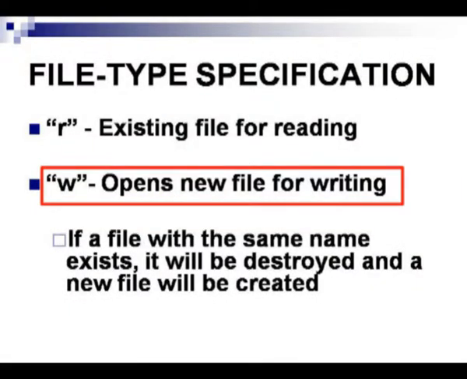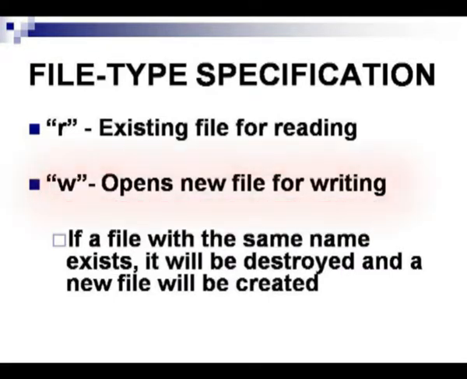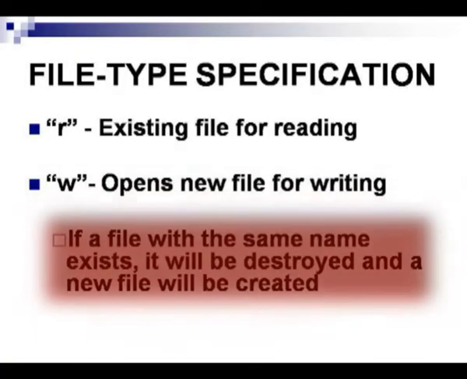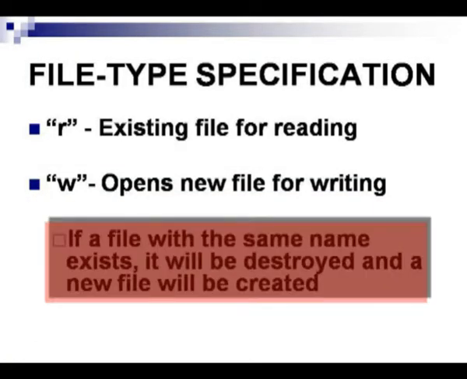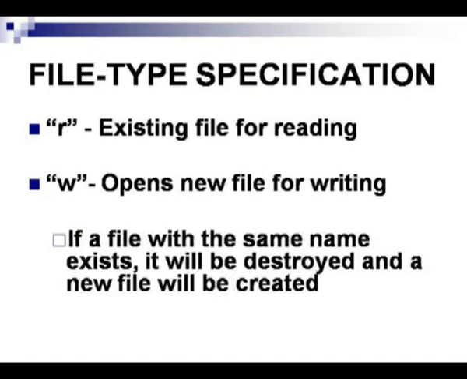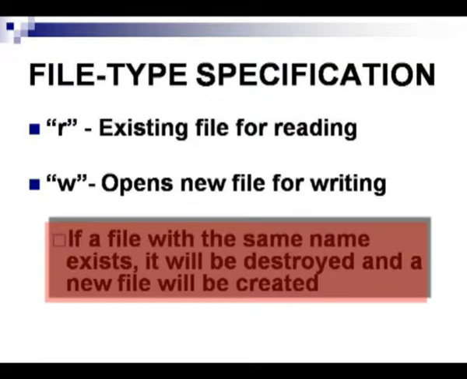W opens a new file for writing. So here again, this has to be a new file. When you want to write something, it has to be a new file. If a file with the same name exists, that file will be destroyed and a new file in its place will be created. So this is another point the programmer has to keep in mind.